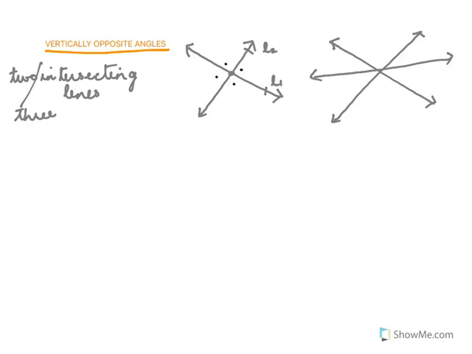Now I'm going to shade the vertically opposite angles in the same color because vertically opposite angles are equal. So here this angle and this angle will be vertically opposite. If I put this as X and this as Y, I can say X equals Y because they are vertically opposite. And on this side I have another pair. I will put this as A and B. So here A equals B because they are vertically opposite angles.